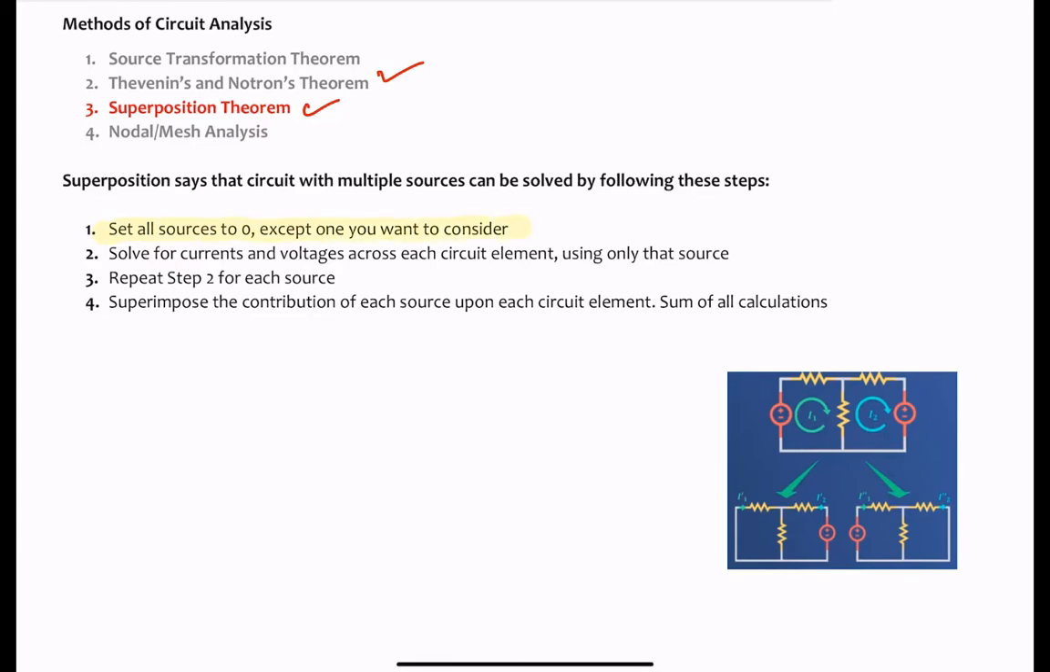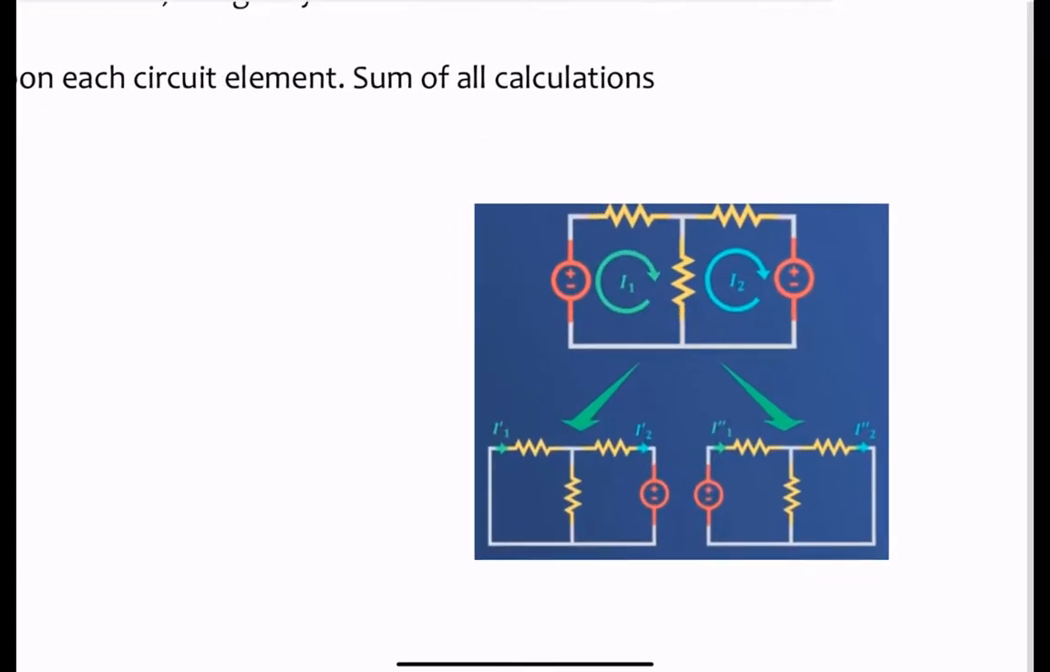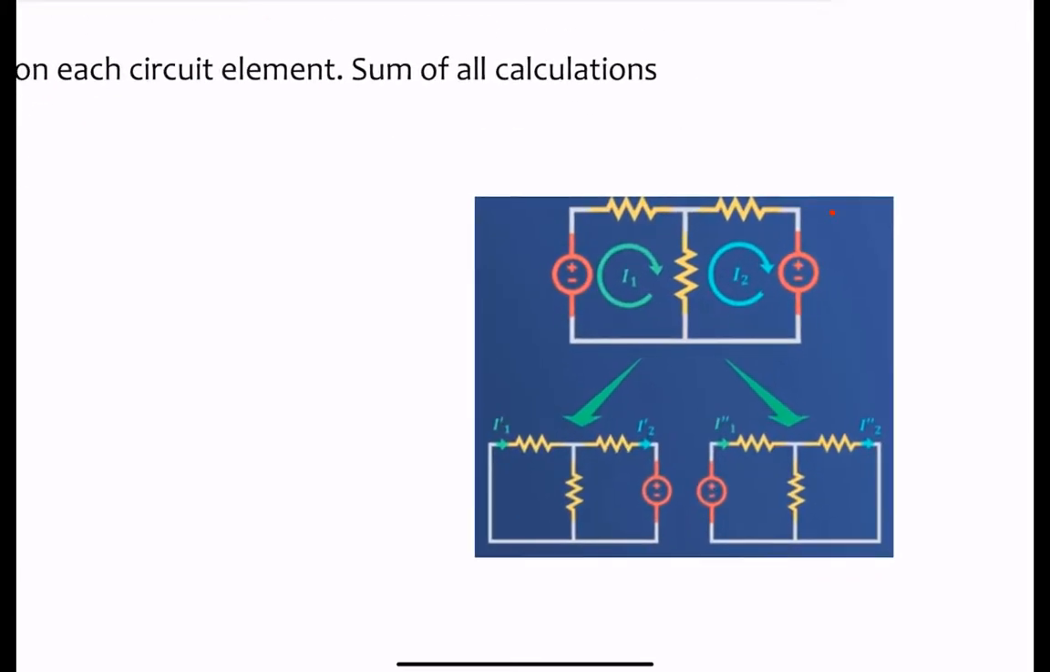Okay, so I want you to focus on this graphic right here. You have a circuit over here. You notice that it has two sources. There's one source over here, VS1, and another source over here, VS2. What you are going to do is have one source at a time and then analyze the circuit.